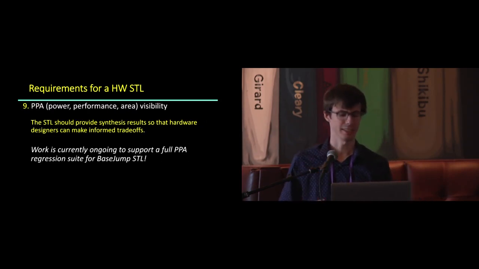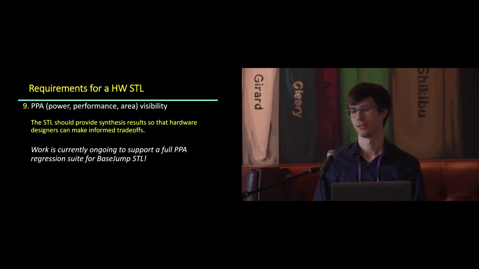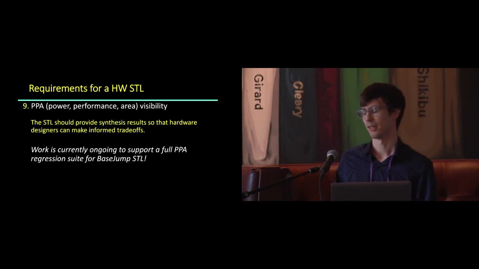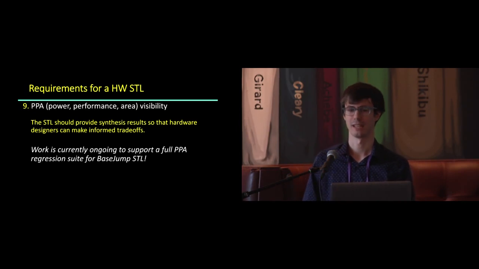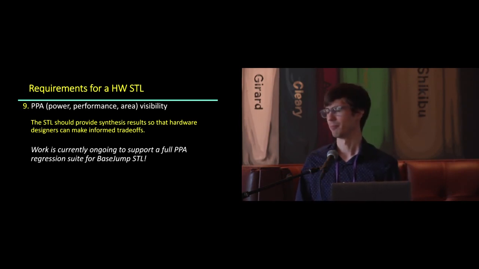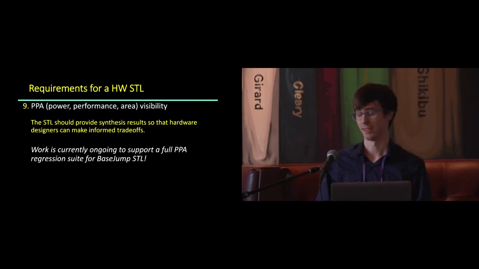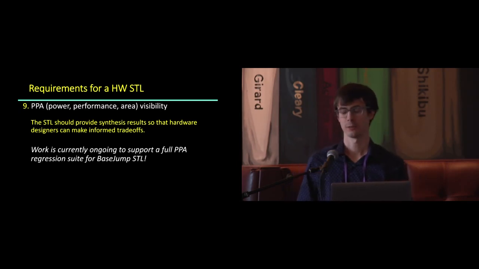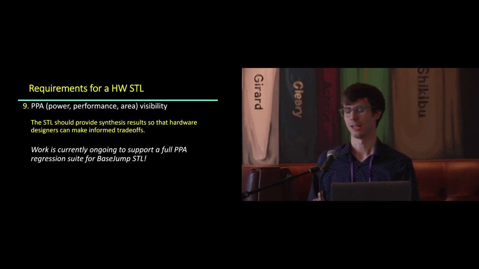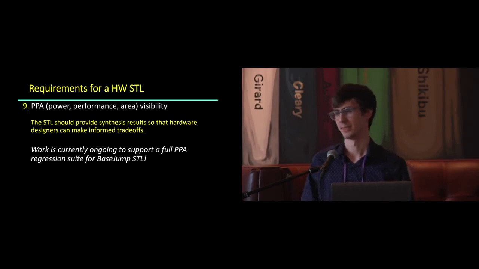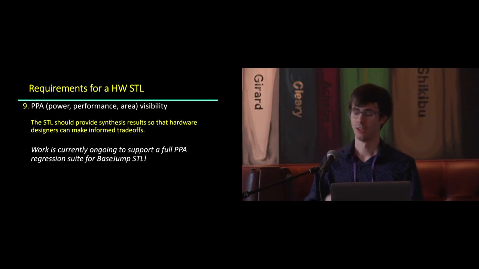And one thing that's unique to a hardware STL is that in software STLs, you generally trust that implementations are fairly efficient based on some algorithmic scaling, whether that's area or performance. For a hardware STL, there's a lot more concrete numbers. And this is power, performance, and area for specific technology nodes. So for BaseJump STL, we internally have synthesis results for most of the modules for common configurations.